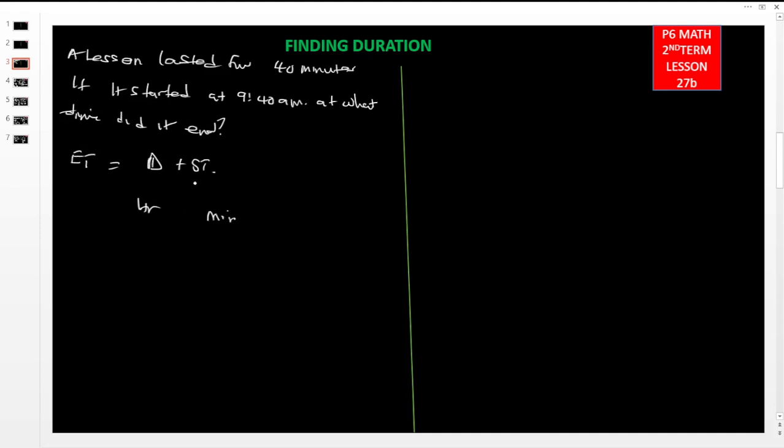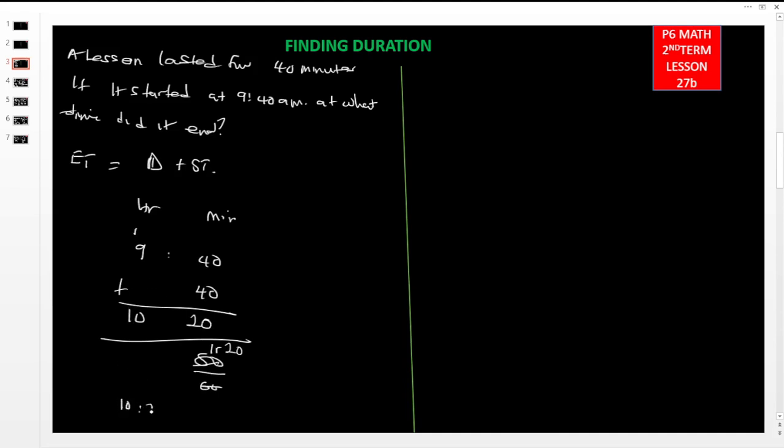So what is the starting time? It started at 9:40. Then how long did it take? It took only 40 minutes. So we are adding time. So 40 plus 40, automatically this one's giving us 80. Go back to addition of time. How many 60s in 80? 1 remainder 20. So we write that 20 minutes. Then we take this 1 hour. So it ended at 10:20 AM. It is still in the first half.